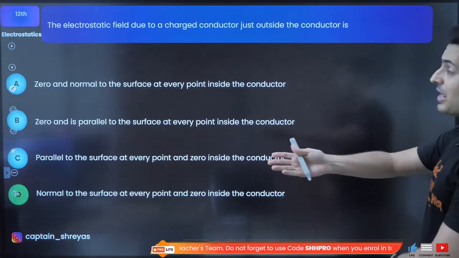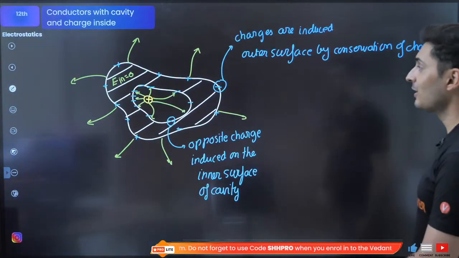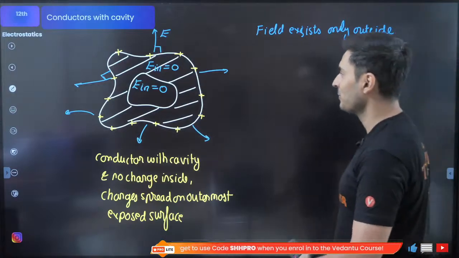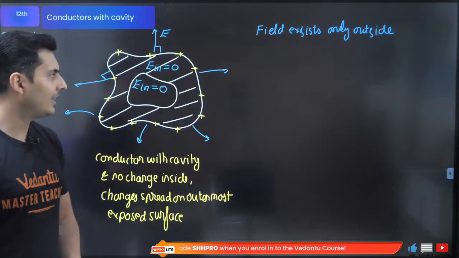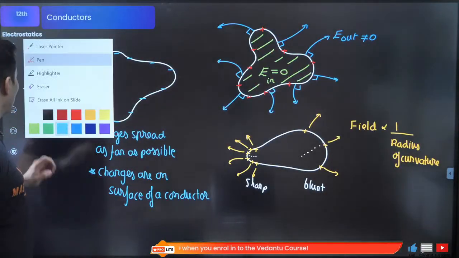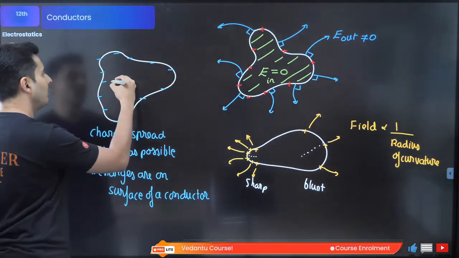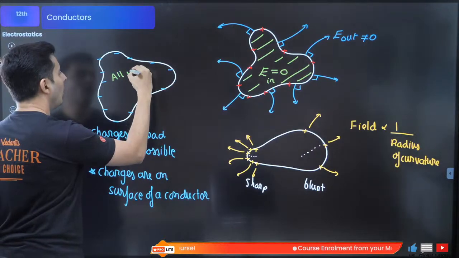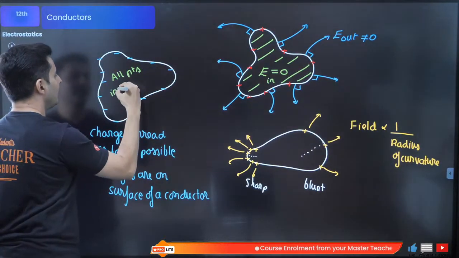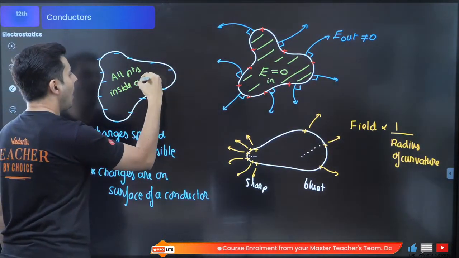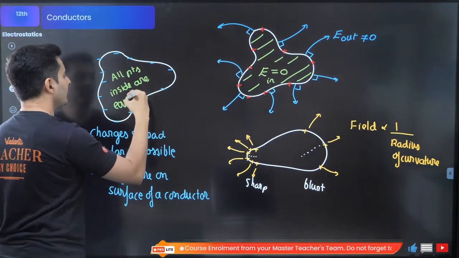In fact, maybe we should just add this even in our pointers. Maybe over here. We should probably add it over here. So whenever you have a conductor which is charged, remember all points inside are equipotential.